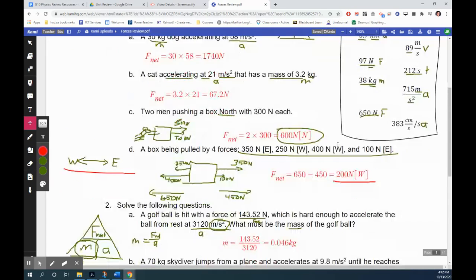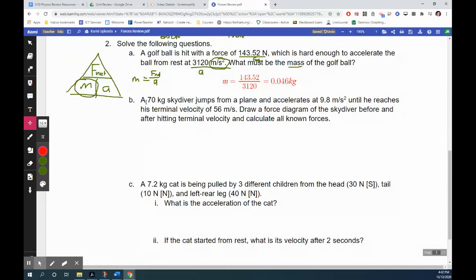We did this up here. Mass is in kilograms. A 70 kilogram, there's a mass. A skydiver jumps from a plane and accelerates at 9.8 meters per second squared. There's our acceleration, until he reaches terminal velocity, 56 meters per second. This is our velocity. Draw a force diagram of the skydiver before and after hitting terminal velocity and calculate all known forces.